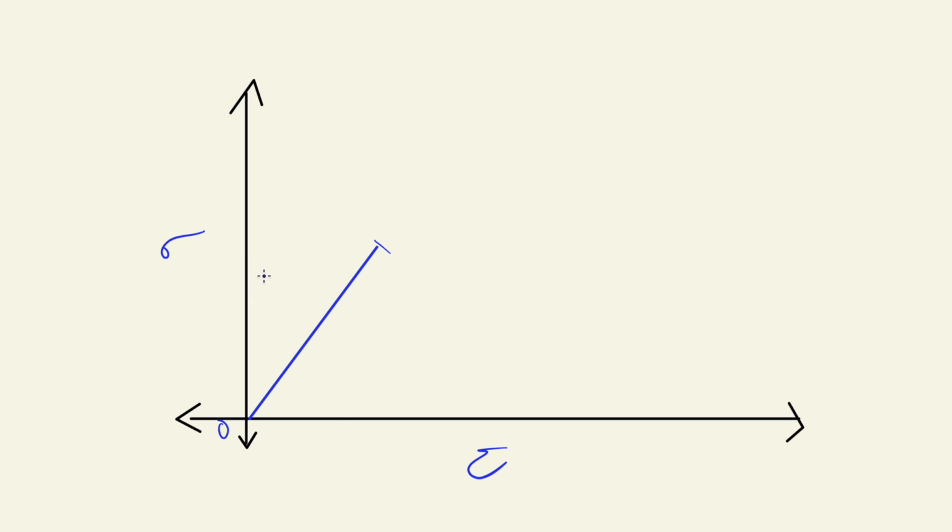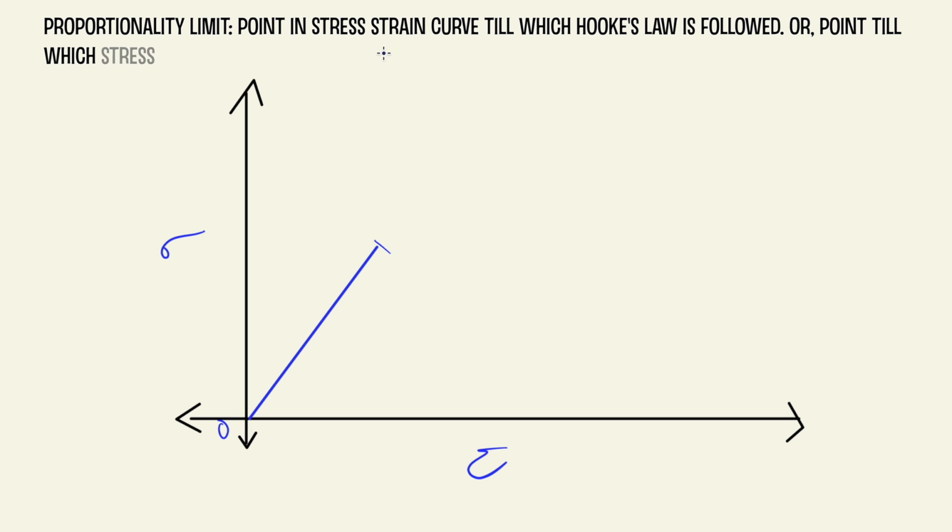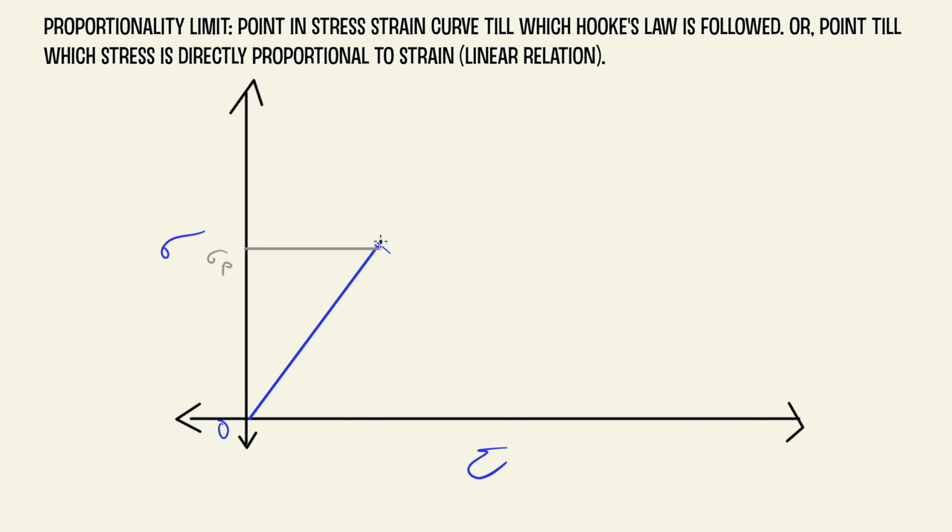The point till which the stress is directly proportional to strain, or the stress strain curve is linear, is the proportionality limit. But one thing I want to mention over here is that some people also put another limit over here, which is called the elastic limit. Here's the thing, elastic limit and proportionality limit most people will consider as the same, but if you really want to know the difference, it is explained very well by the name itself.